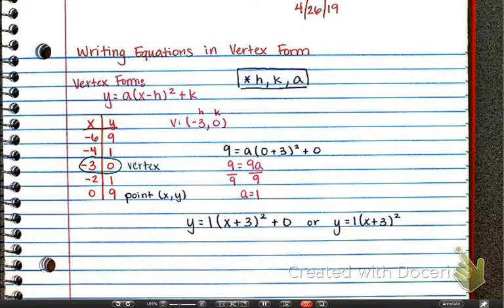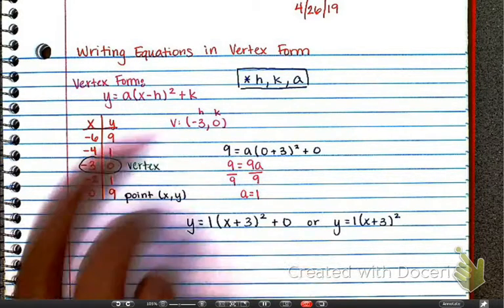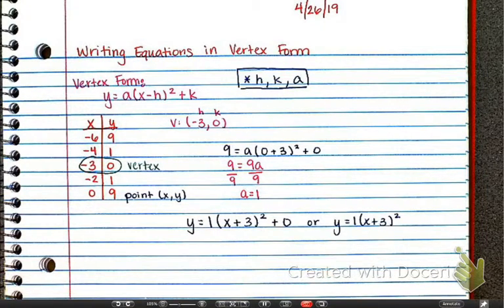So in IM 1, you wrote equations using slope-intercept form, right? y equals mx plus b, where you had a slope, you had a point, an xy point, and you solved for b, and then you rewrote it all. That's exactly what we're doing here. Same idea. Different equation.